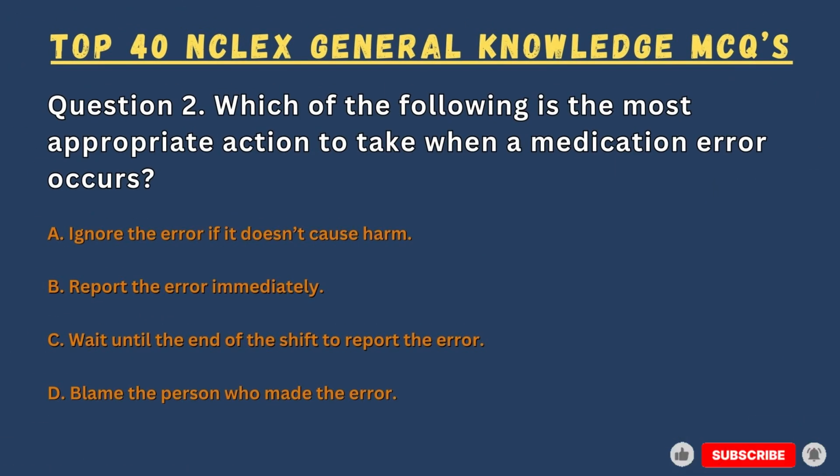Question 2. Which of the following is the most appropriate action to take when a medication error occurs? A. Ignore the error if it doesn't cause harm. B. Report the error immediately. C. Wait until the end of the shift to report the error. D. Blame the person who made the error.